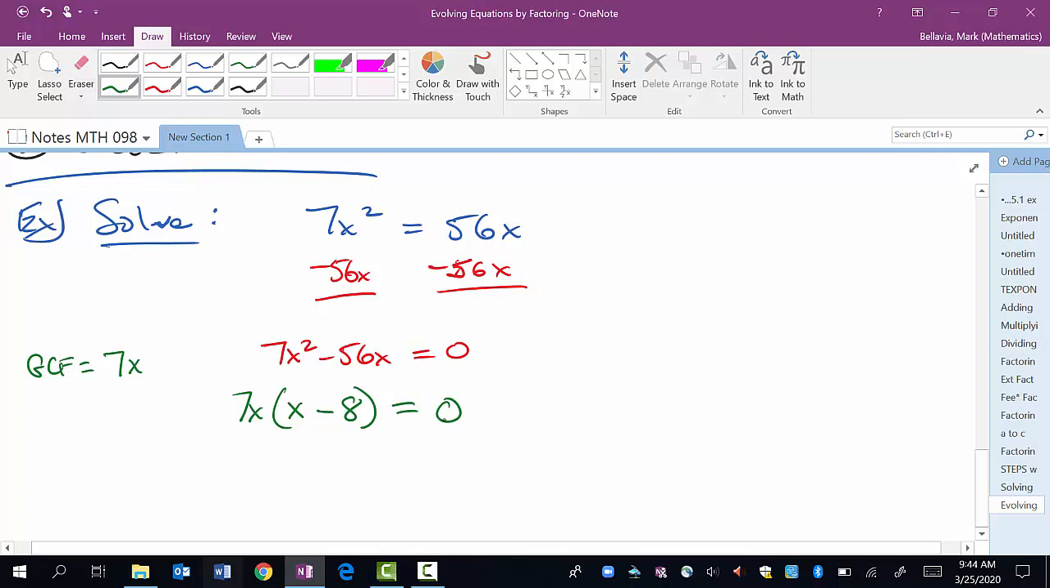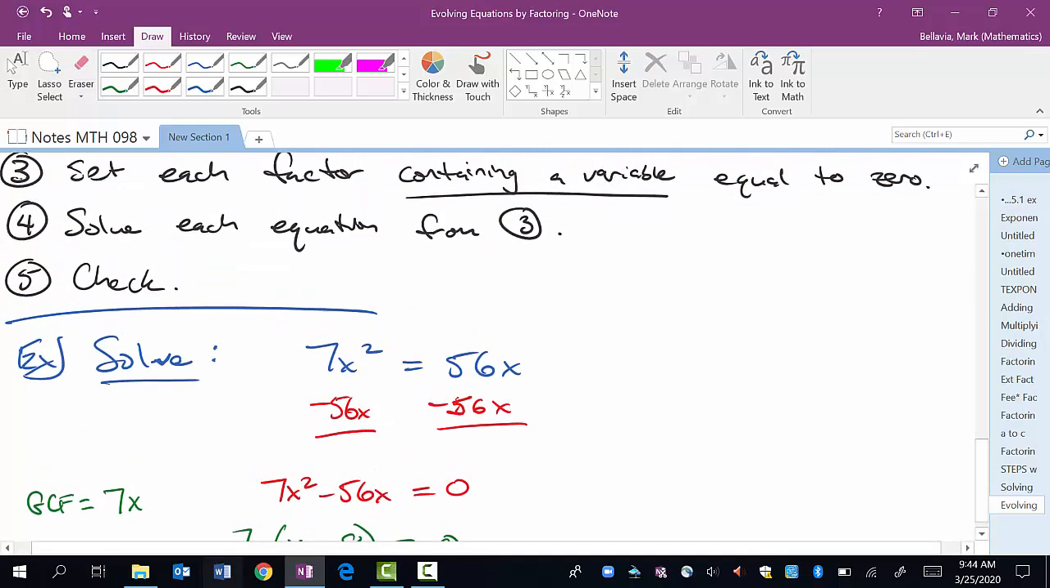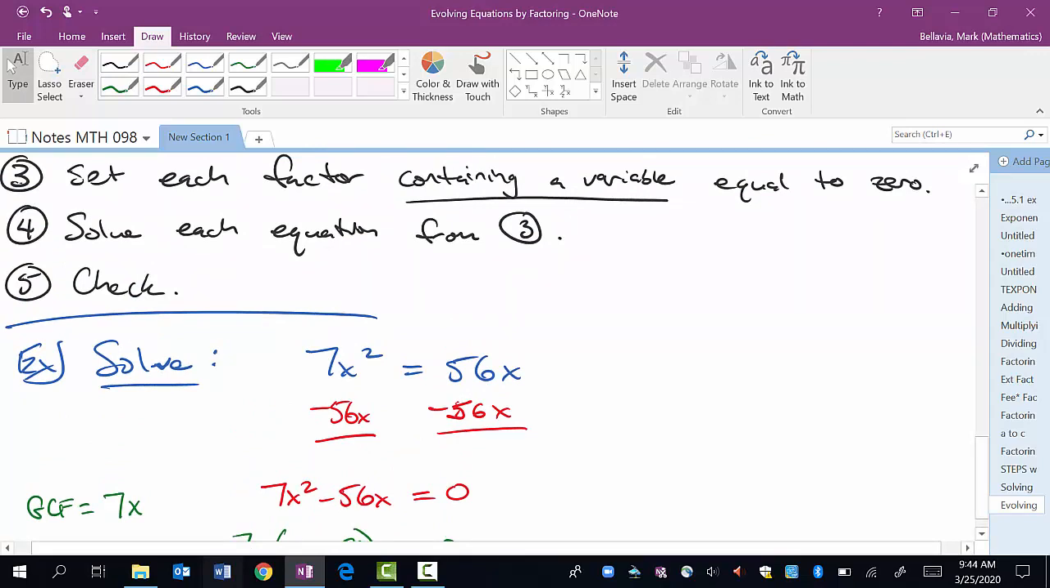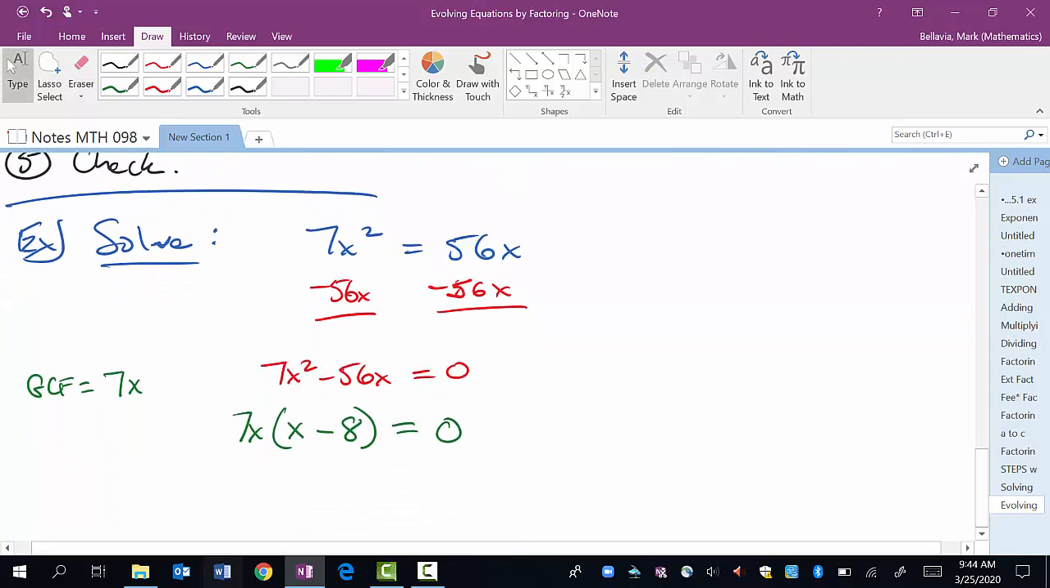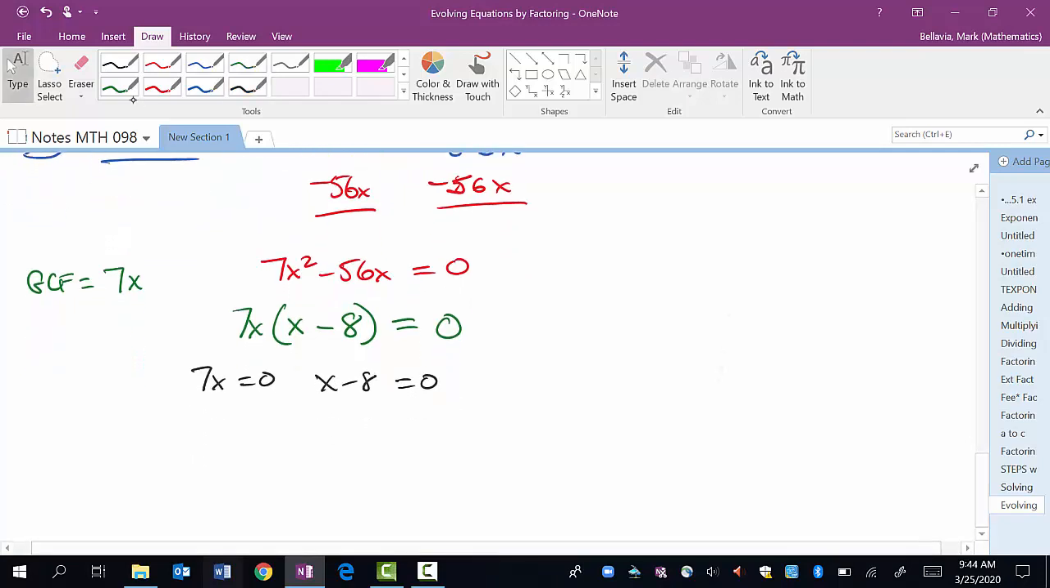Now once I'm here, remember the next step says set each factor containing a variable equal to 0. So we can set each of these equal to 0. I'll set 7x equal to 0, and I'm going to set x minus 8 equal to 0. When I do this, 7x equals 0, I'll divide by 7 on both sides. Solving that first equation, we get x equals, remember, 0 divided by anything is just 0. You need that. Don't just drop it. You need to have x equals 0. It's one of your solutions.